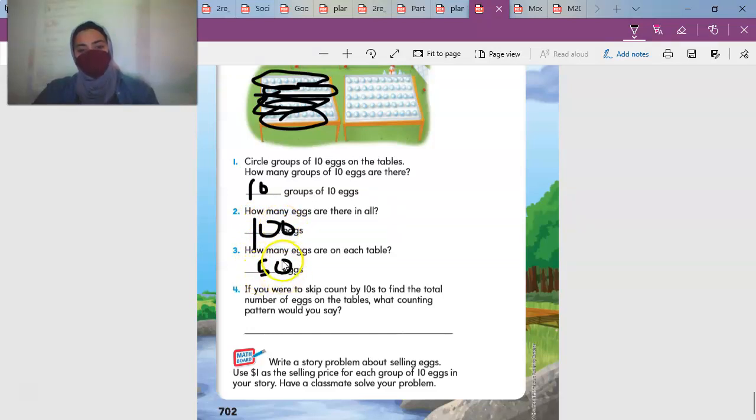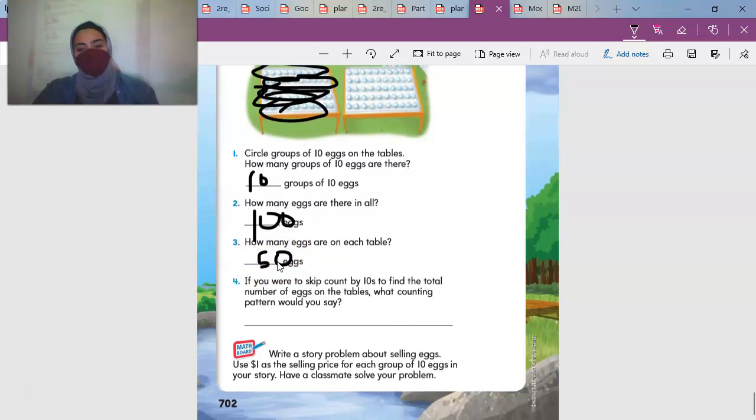If you were to skip count by tens to find the total number of eggs on the tables, what counting pattern would you say? So it's 10 times what? 10 times 10 is 100. It says on each table. Oh, hold on. To find the total number of eggs on the tables, you're right, actually on both tables, it's 10 times 10. Excellent. 10 times 10 equals 100. Good job.